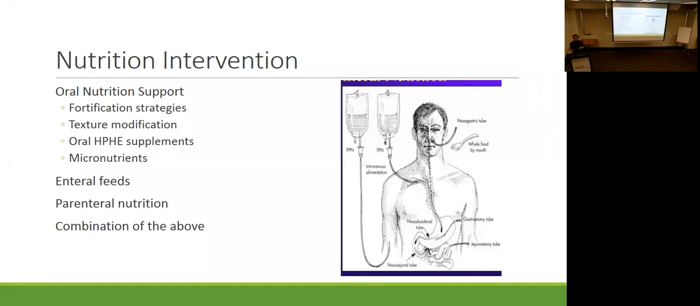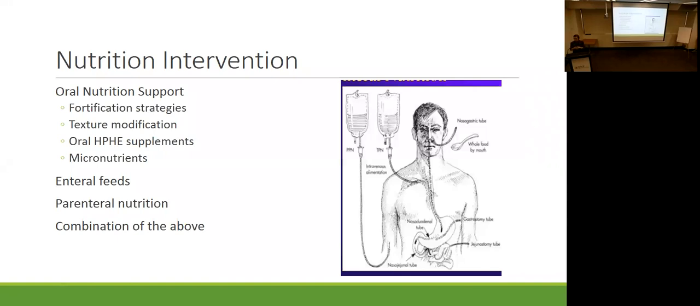So what do we do with this information? Well, what do we do once we've diagnosed a patient with malnutrition? Dietitians will calculate what their energy, protein and fluid requirements are based on that particular clinical condition that they have, and they will look at what they're actually consuming orally, and then they will try and meet that deficit with, first line, oral nutrition support. That involves fortification strategies, texture modification, perhaps the use of oral supplements, but not always, and also addressing any micronutrient deficiencies.